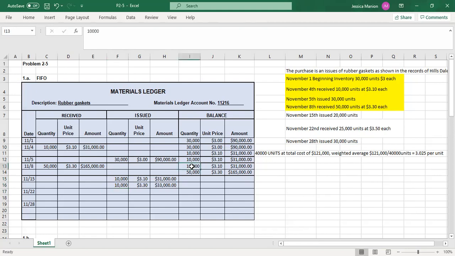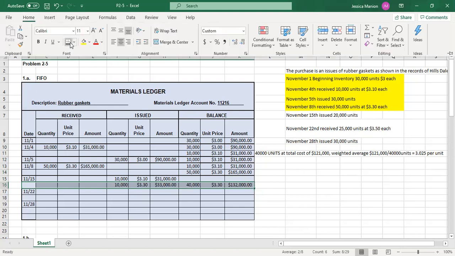So we used all 10,000 of these, and then we took 10 from here. So our remaining balance, 40,000 units that cost $3.30 each, is what we would look like after that November 15th transaction.